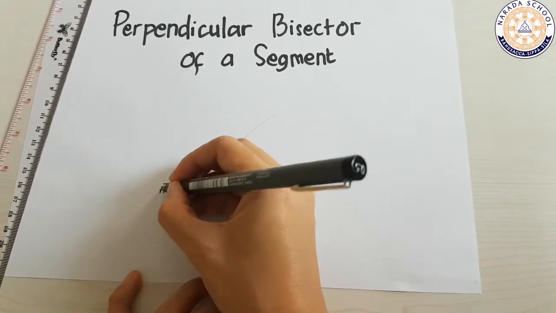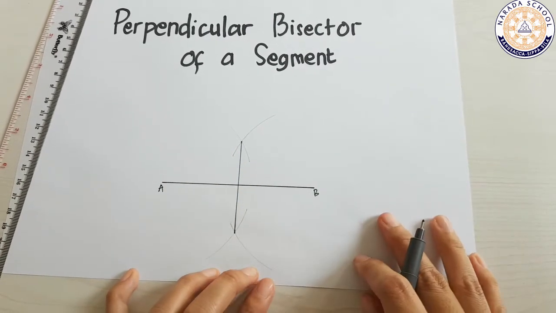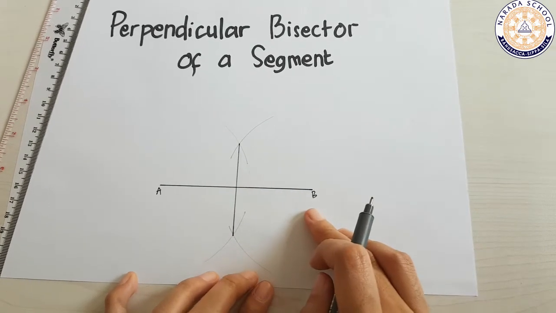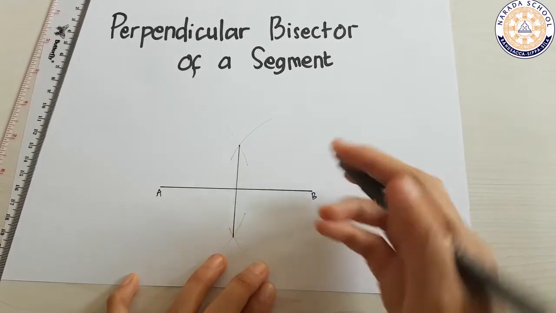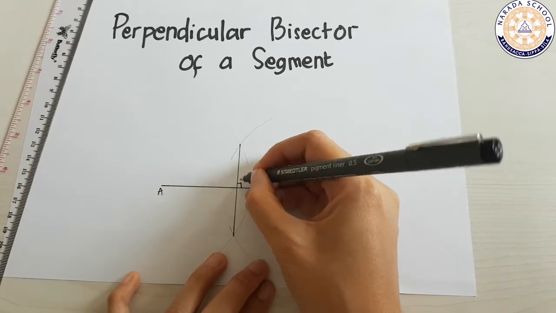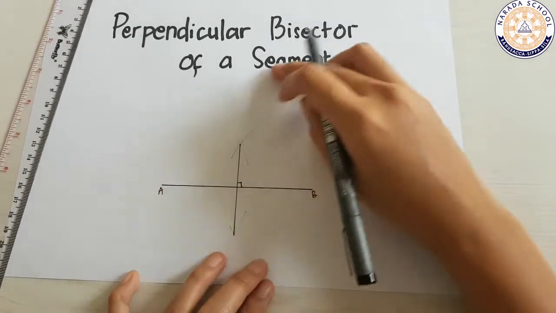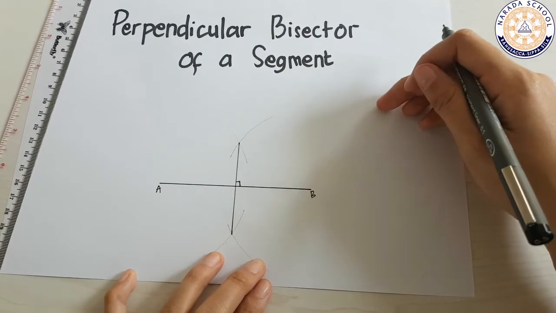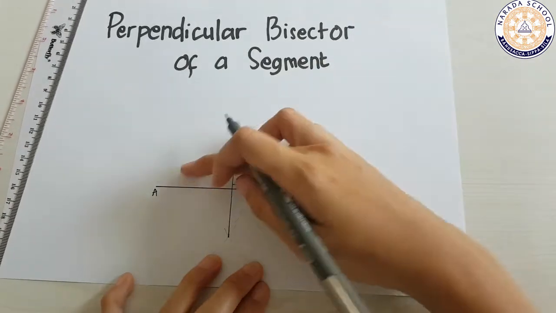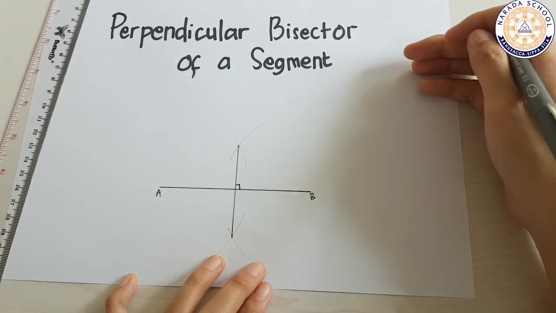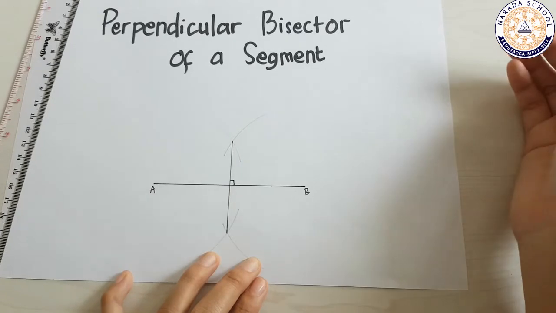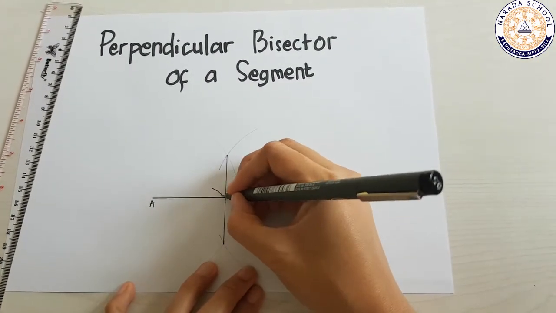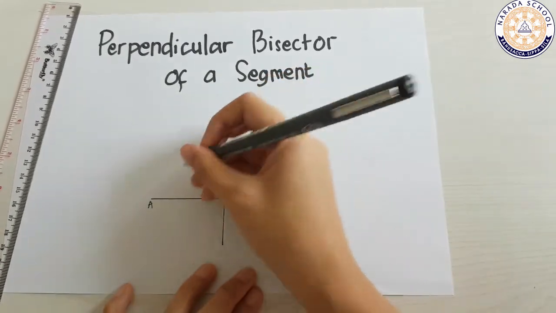Let's say the line segment is AB. This line already divides the line AB into two equal lines. And then the angle here is 90 degrees, or we can call it perpendicular. That's why we call this a perpendicular bisector. Why is it a bisector? Because it divides the segment into two parts that have the same length. And then this one is the midpoint of the segment.